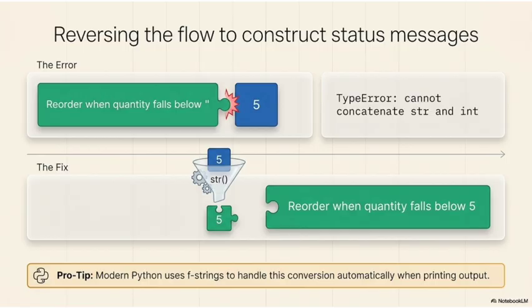Now there's a pro tip shown at the bottom. Modern Python offers f-strings, which handle this conversion automatically. Instead of writing reorder when quantity falls below as a string plus str of quantity, you write the f-string: reorder when quantity falls below, curly braces, quantity, in curly braces. This handles the conversion inside the curly braces. Cleaner, faster, and harder to break.